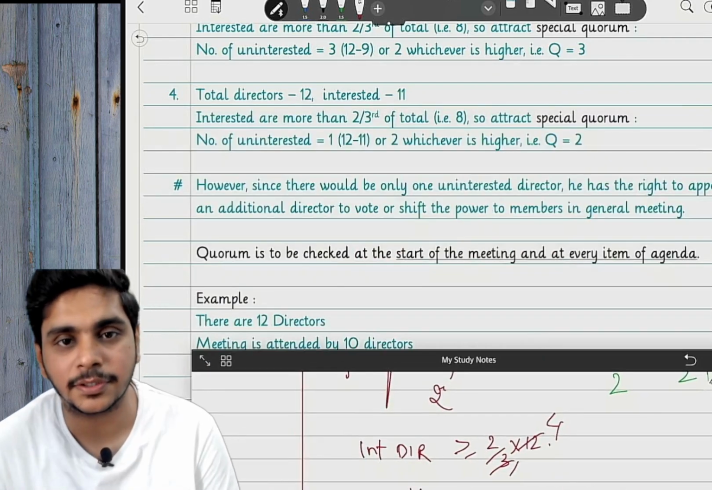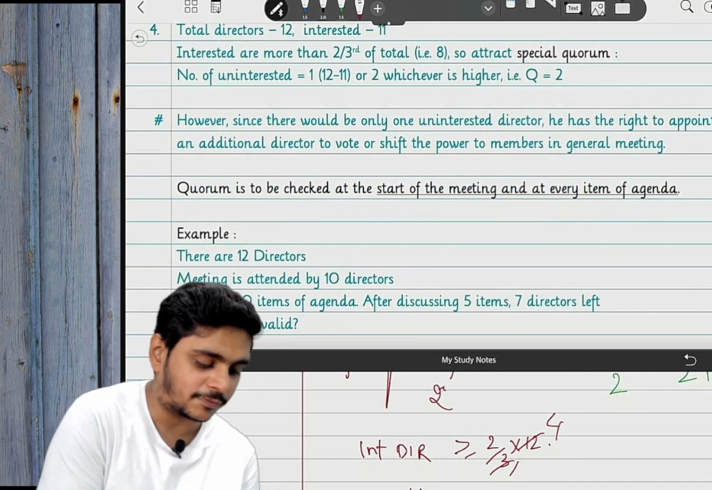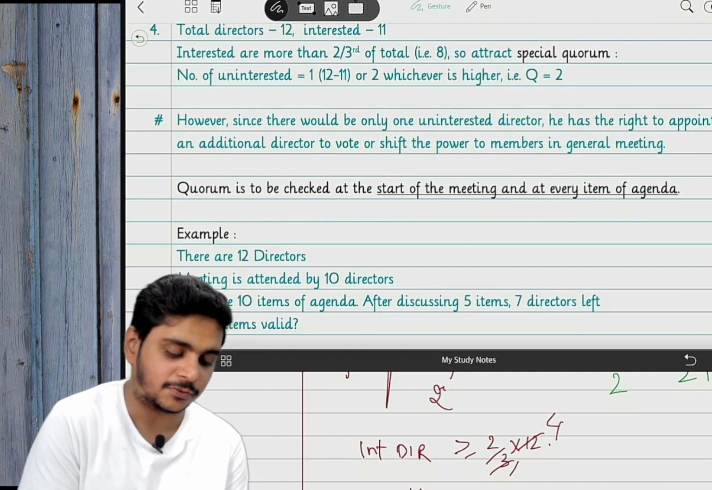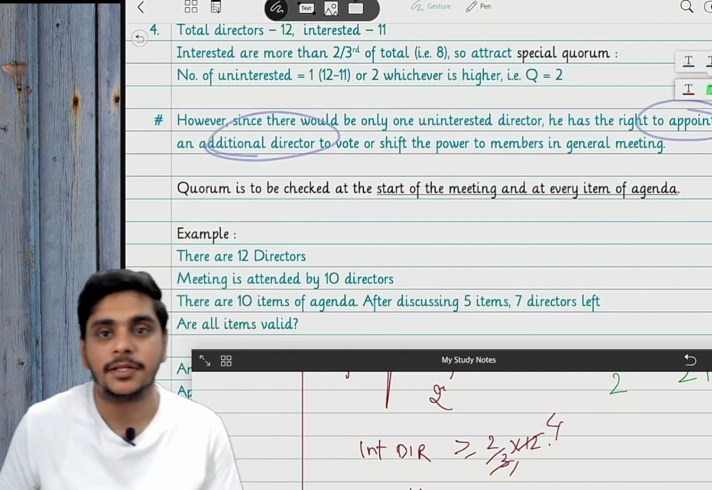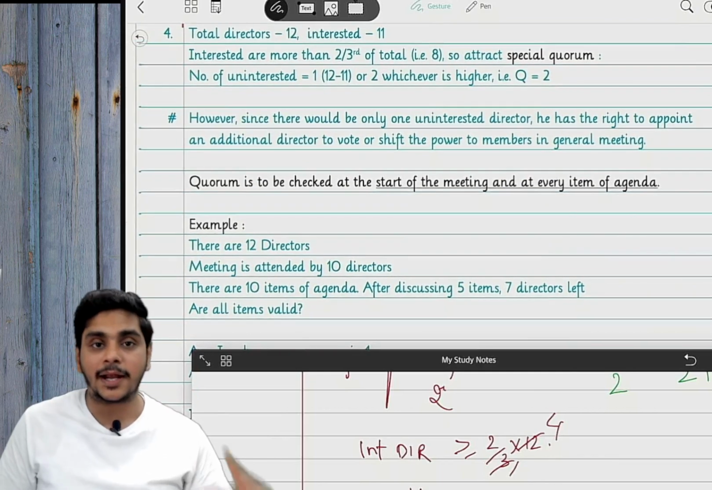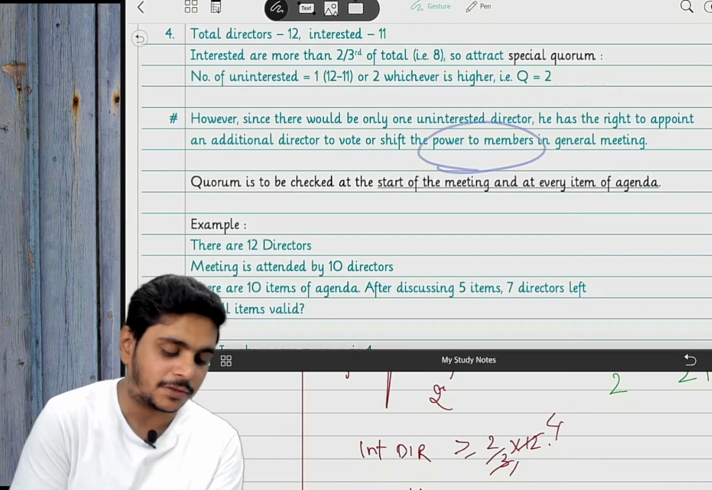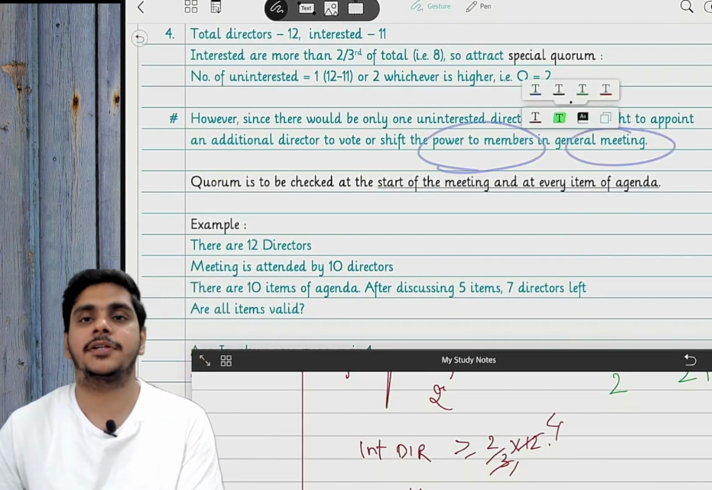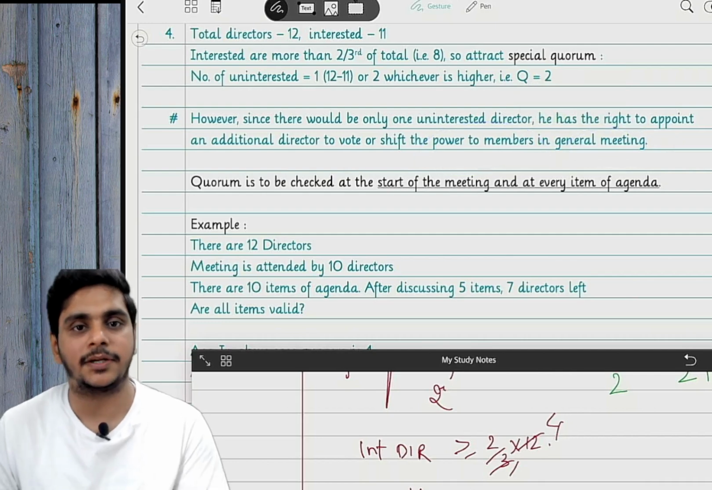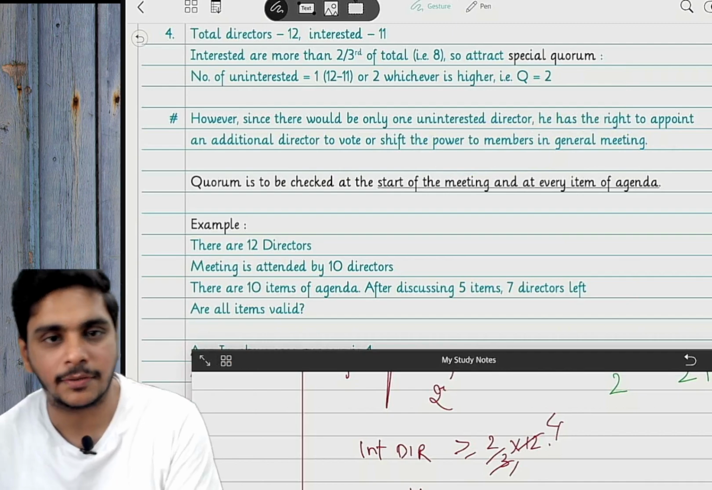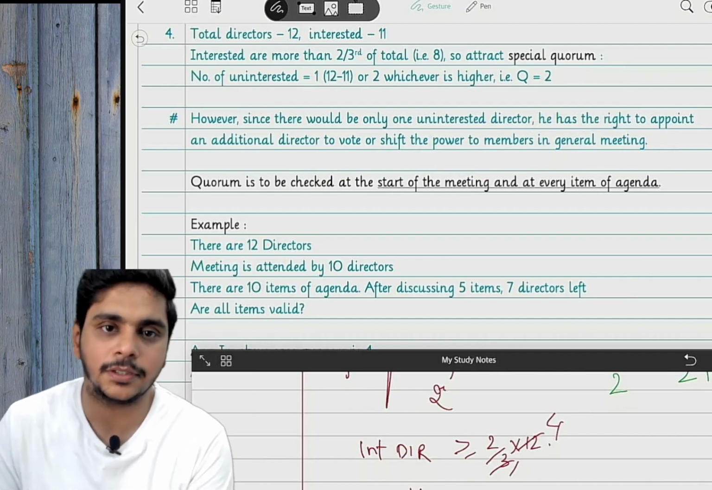Since there is only one uninterested director, he has a right to appoint one additional director, or shift the power to the members in general meeting. One uninterested director cannot do anything, so he has to appoint either one additional director or shift the power to the members in general meeting. Members will appoint.